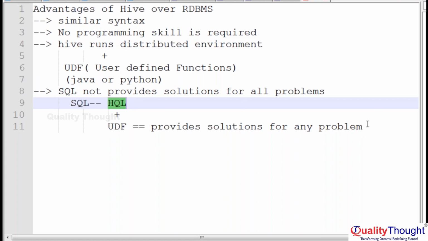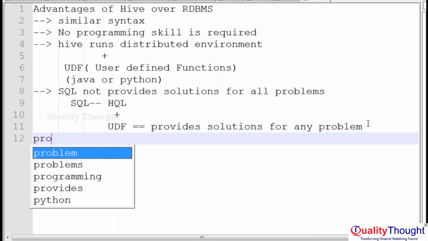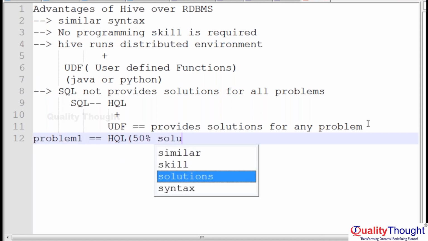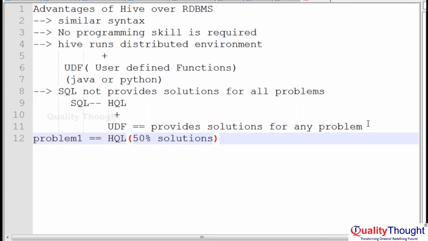Assume you have a problem, assume problem 1. Your HQL is providing only a 50% solution. Whatever features are present in HQL, it achieves only 50% of the problem. Then in that case, you can write a UDF and solve the other 50%. Then attach both HQL and UDF in a single query to solve your 100% problem.